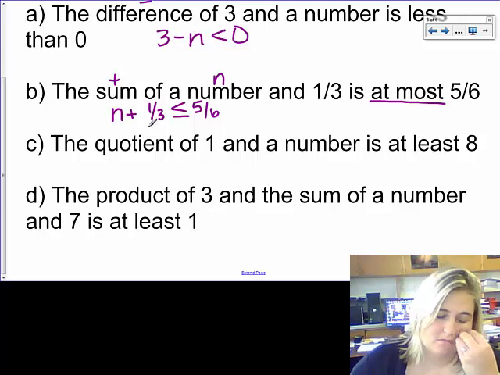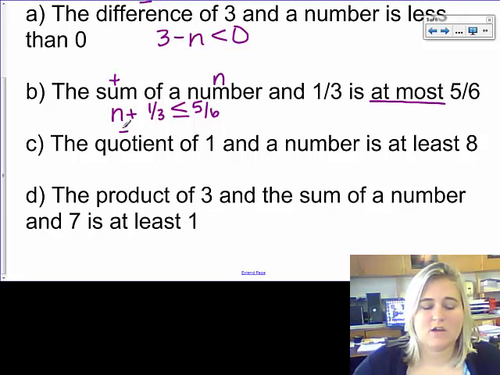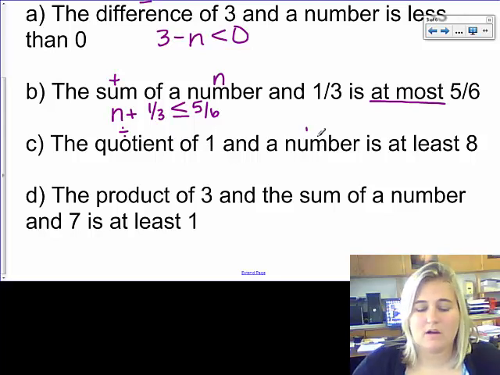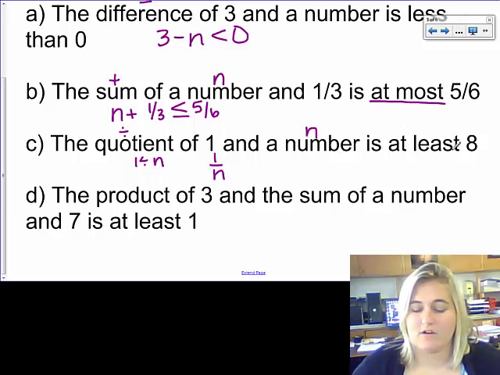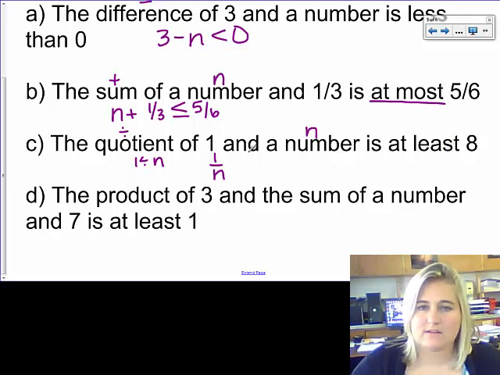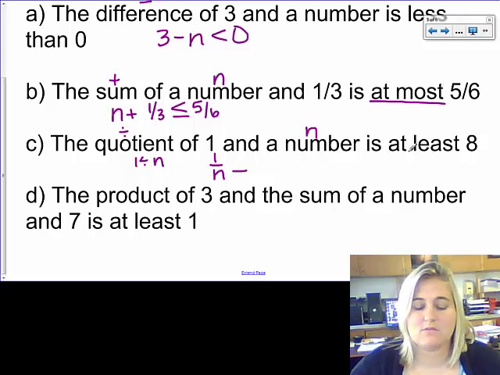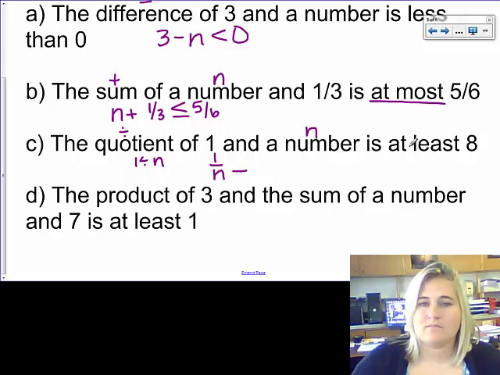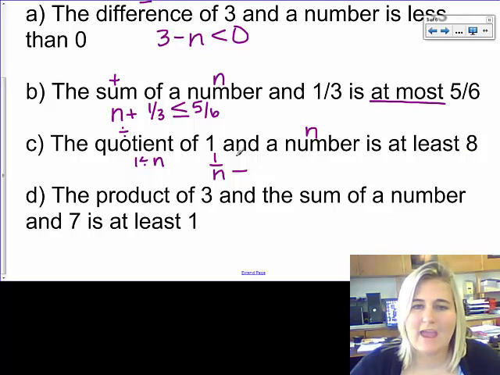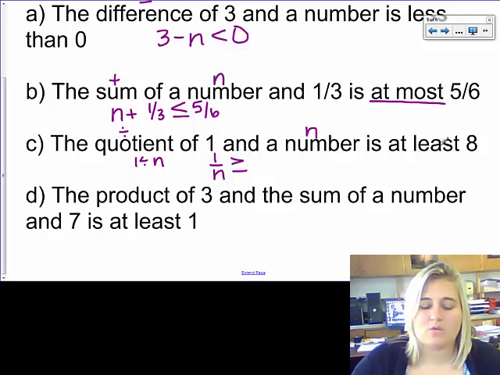On C it says the quotient, which you should remember means to divide, of 1 and a number. So 1 and a number we will call n. For the quotient, I can either put 1 divided by n, or I can put 1 over n, which is the way that I prefer to write it, is at least 8. Can it be 8? Yes, it can be, so I'm going to put an equal to. At least. Can it be less than 8? No, because the least they want is 8. That means it can't be 7, it can't be 7.9, it has to be 8 at a minimum, which means it must be greater than or equal to 8.